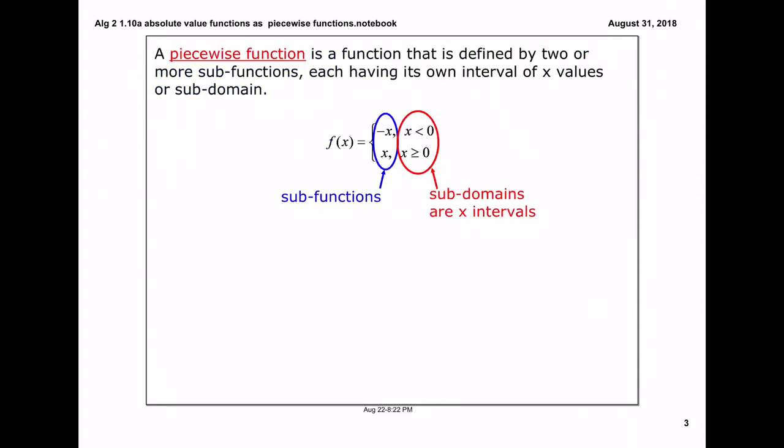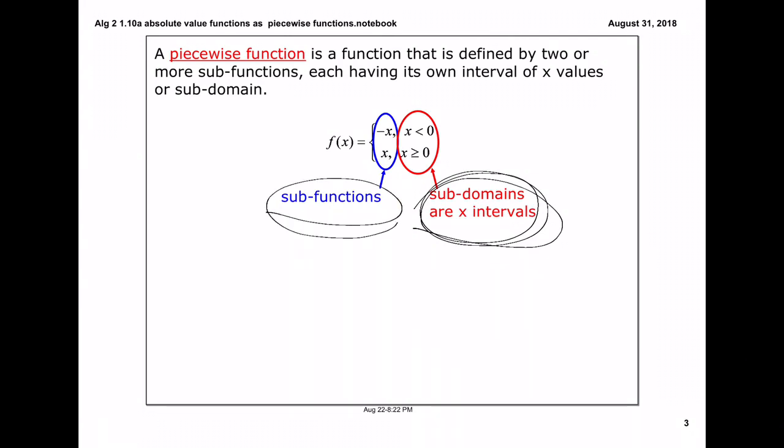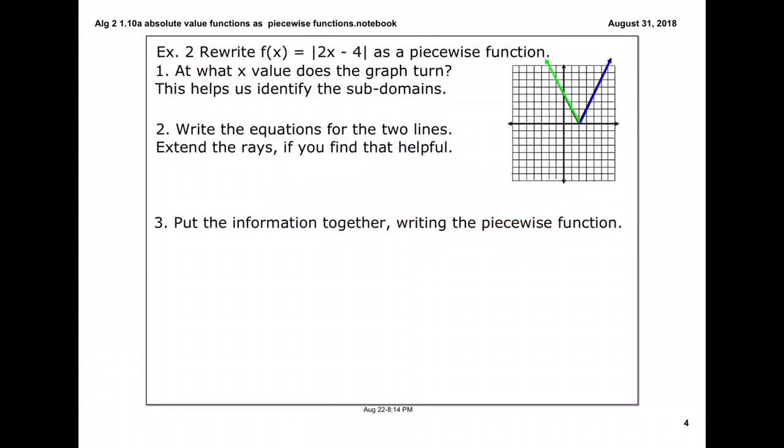A piecewise function is a function that is defined by two or more subfunctions, each having its own interval of x. And we call that our subdomain. So when we use our inequality to state where our line covers, we call those subdomains. And when we split our absolute value into two separate equations, per se, for each piece, we call those our subfunctions.